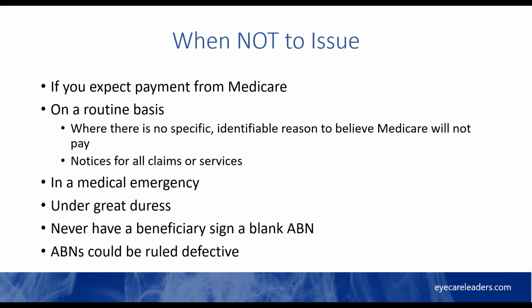When we say routine, we mean that a physician or supplier should not give an ABN for a patient for no specific reason. This is considered a generic ABN, and giving an ABN for all service or claims is not an acceptable practice. That is considered a blanket ABN, and we cannot do that. Issuing ABNs in these situations may cause Medicare to find your ABNs defective, and this will invalidate all issued ABNs, and the practice will no longer benefit from the limitation of liability provisions.